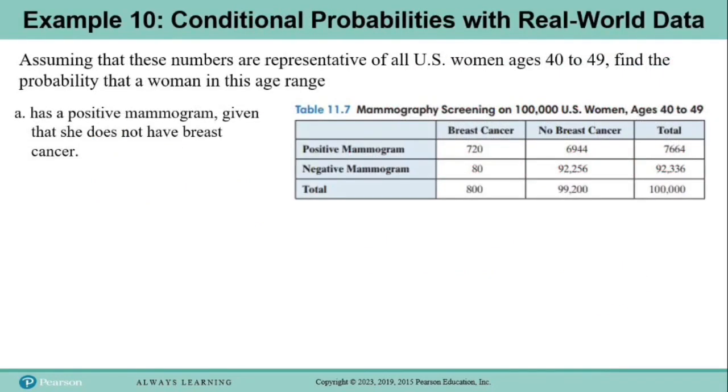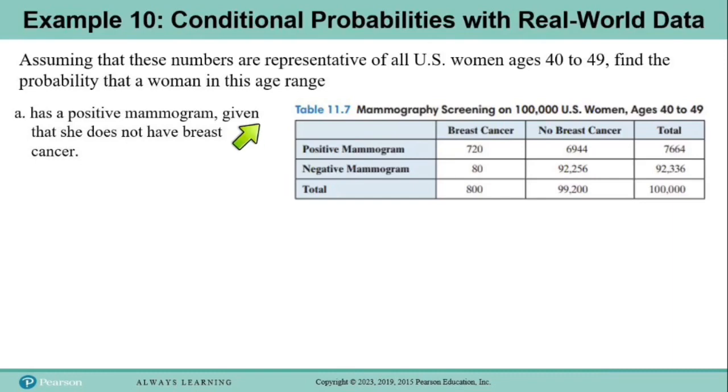Okay, now let's do the same kind of problem, but this time with one of these real-world tables that we've been seeing in some previous problems. So example 10 says, assuming that these numbers are representative of all U.S. women ages 40 to 49, find the probability that a woman in this age range, part A, has a positive mammogram given that she does not have breast cancer.